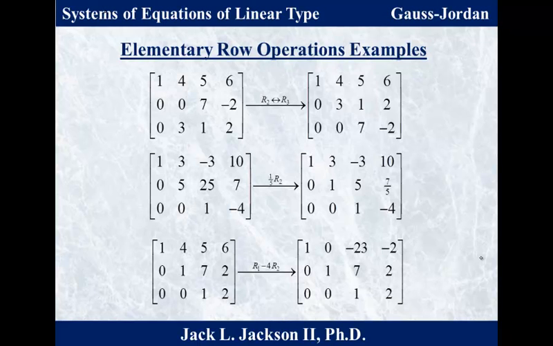So the first thing I do is copy down the 1, 3, negative 3, 10 for the first row, and the 0, 0, 1, negative 4 for the second row. Then I go back and figure out what needs to change, which is the second row. The third row was 0, 0, 1, negative 4. The second row now is 1/5 of the original second row. So 1/5 times 0 is still 0. 1/5 times 5 is 1. 25 times 1/5 is 5. And 7 times 1/5 is 7/5.